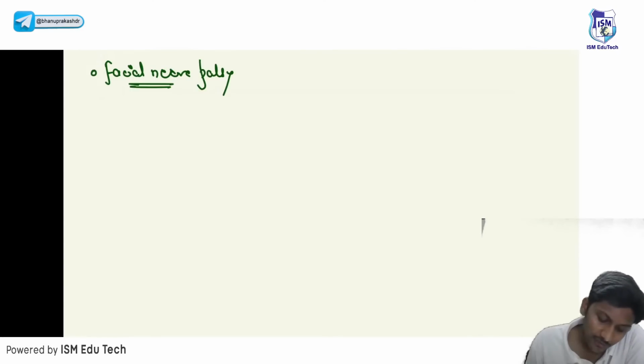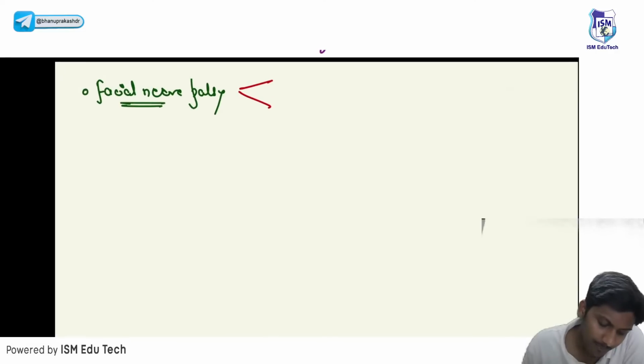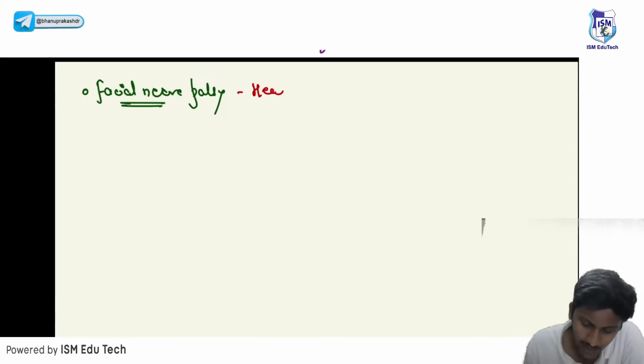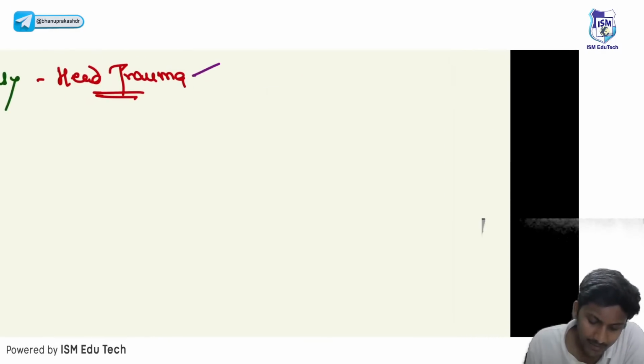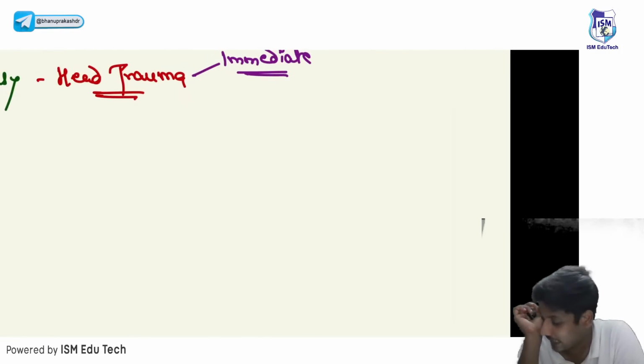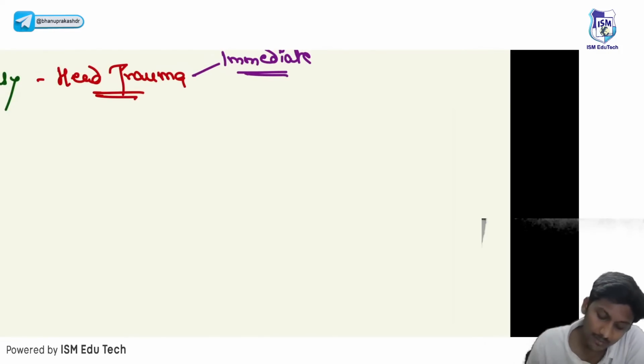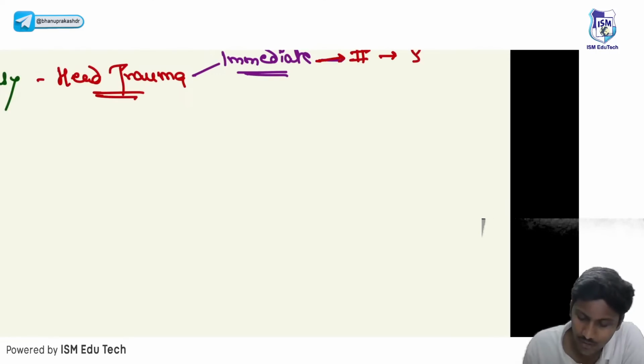This facial nerve palsy usually occurs due to head trauma, and there can be two types of facial nerve palsy after a head trauma. Either the patient will have immediate onset facial nerve palsy. That means when the patient was brought to the emergency, he was having features of facial nerve palsy. That is the immediate onset. The cause for this is actually a fracture, and therefore the treatment in this should be a surgical repair.